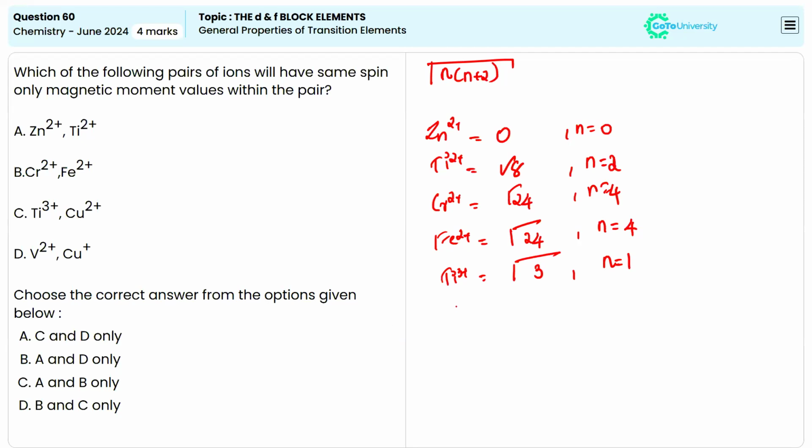Now coming to Cu2 plus, copper 2 plus ion. Here you will get a value root 3, again because n equals 1. Next is vanadium 2 plus, square root of 15.